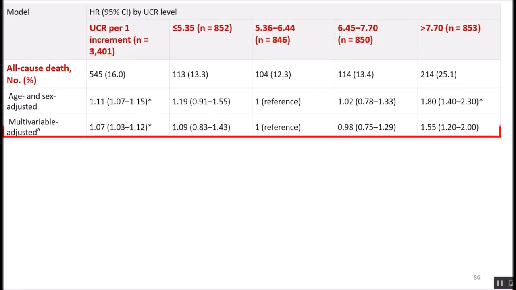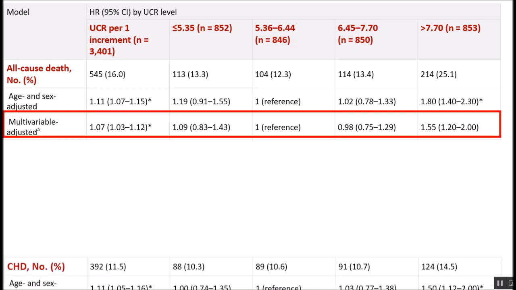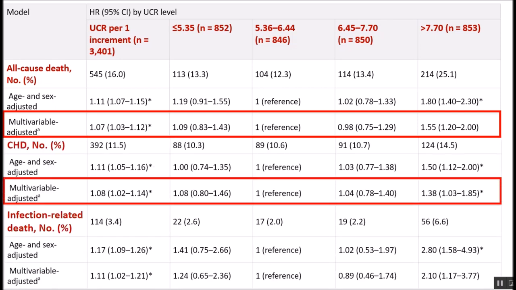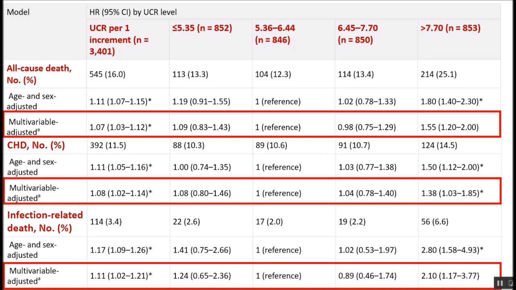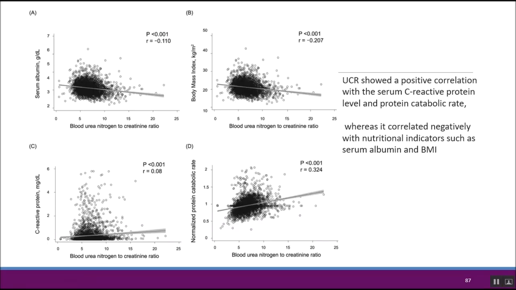And it's related to all-cause mortality, coronary heart disease, and infection-related disease. With a ratio above 7, you have an extreme risk of death. The urea creatinine ratio showed a positive correlation with serum C-reactive protein level and the protein catabolic rate, while it correlated negatively with nutritional indicators such as serum albumin and body mass index.